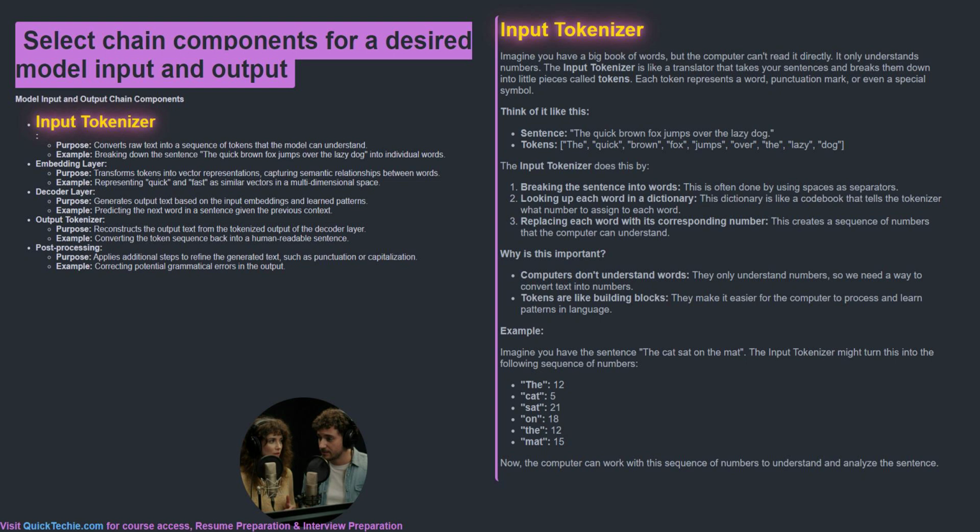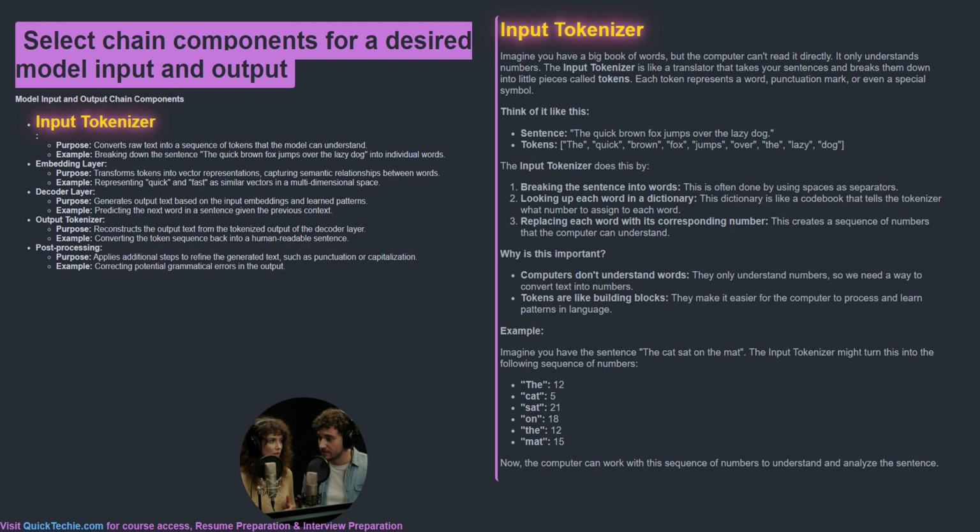2. Looking up each word in a dictionary. This dictionary is like a codebook that tells the tokenizer what number to assign to each word. 3. Replacing each word with its corresponding number. This creates a sequence of numbers that the computer can understand.